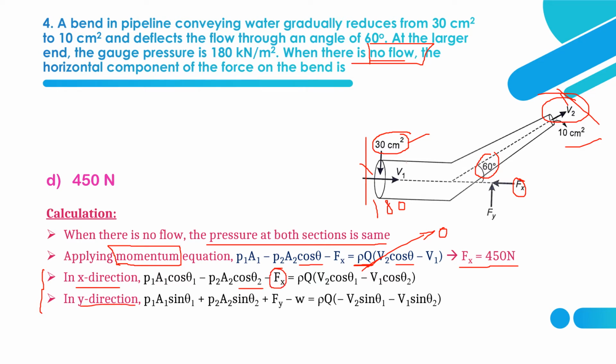And in case of the y direction, so this is the y direction force. So what is the general equation? P1 A1 sin theta 1, here it is vertical, so that's why we are multiplying the trigonometric function sin theta, plus P2 A2 sin theta 2 plus Fy minus W. What is that? Self weight of the pipe. So minus W equals rho q into minus V2 sin theta 1 minus V1 sin theta 2. So this is the general formula arrived at by applying the momentum equation. So these are the formulas to be remembered so that we can do any problems regarding pipe bends. Now let's move on to the fifth question.